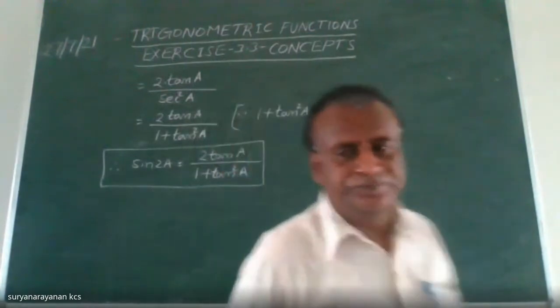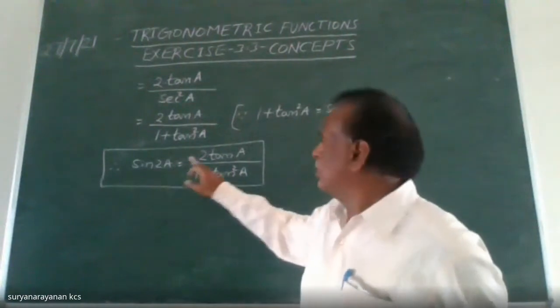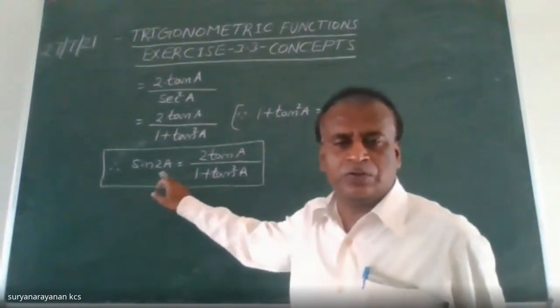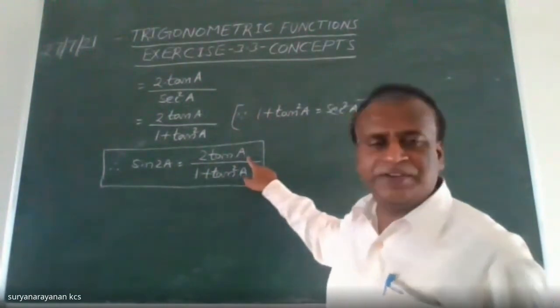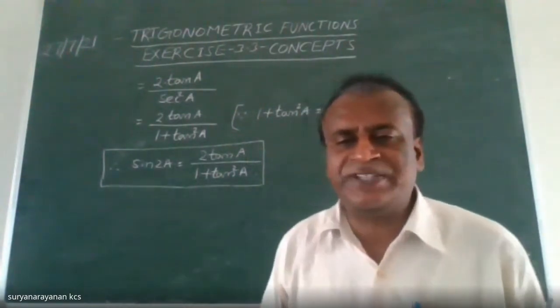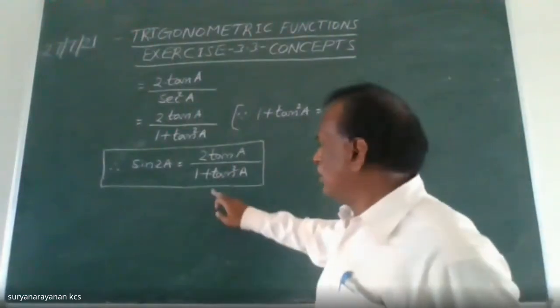Now read this formula one by one. Sin 2A is equal to 2 tan A by 1 plus tan square A. Okay. Now read, Percy, read this formula. Sin 2A is equal to 2 tan A divided by 1 plus tan square A. Very good. Maria, read this formula. Sin 2a is equal to 2 tan a by 1 plus tan square a.